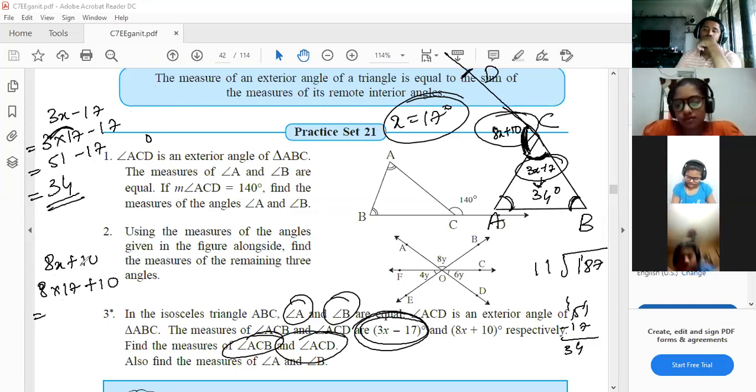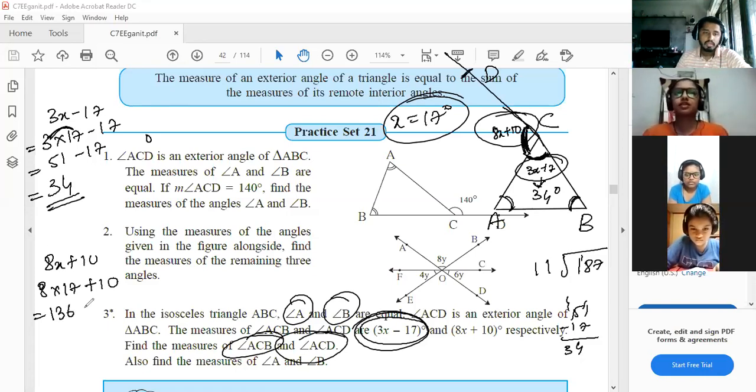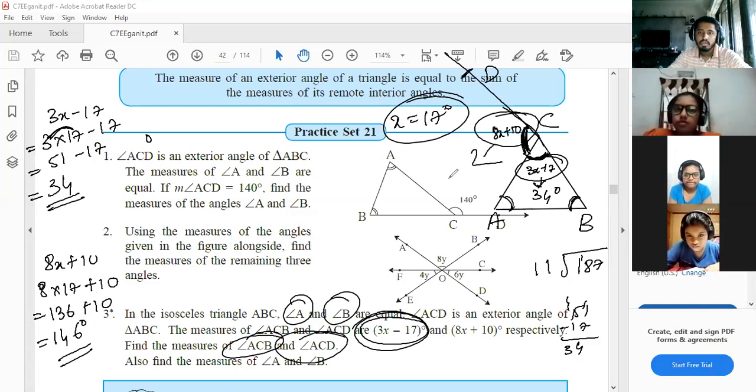Shruti, how much you got? 136, I got, sir. Dhanashri, how much you got? Sir, I also got 136. I'm waiting for Dhanashri. Sir, 136. Thank you. 136 plus 10 is how much? 146 degrees. What is its measure? 146 degrees. Is it clear?